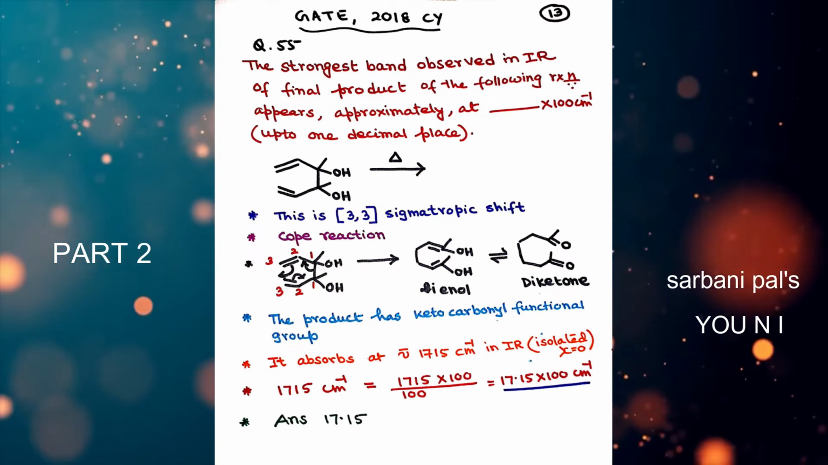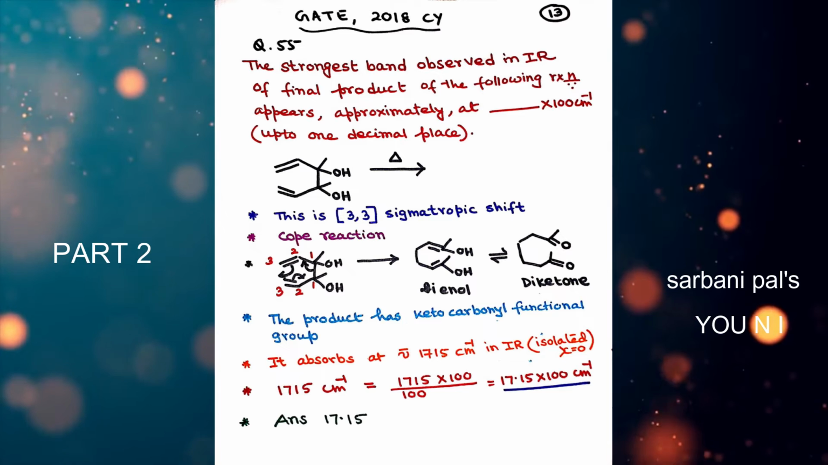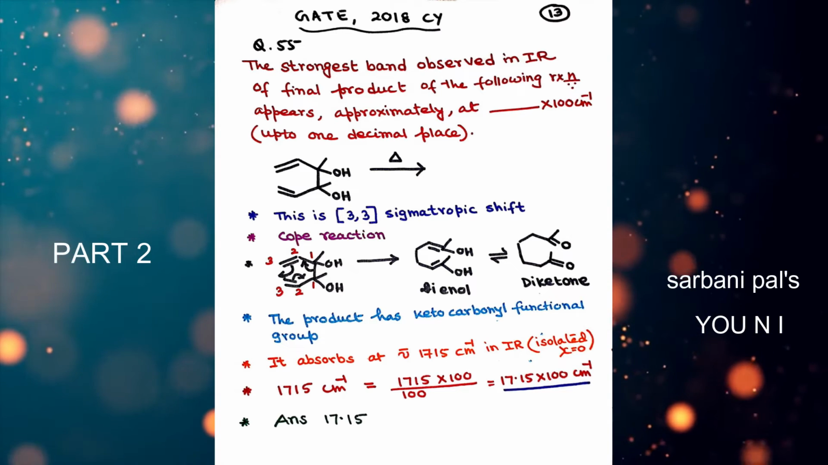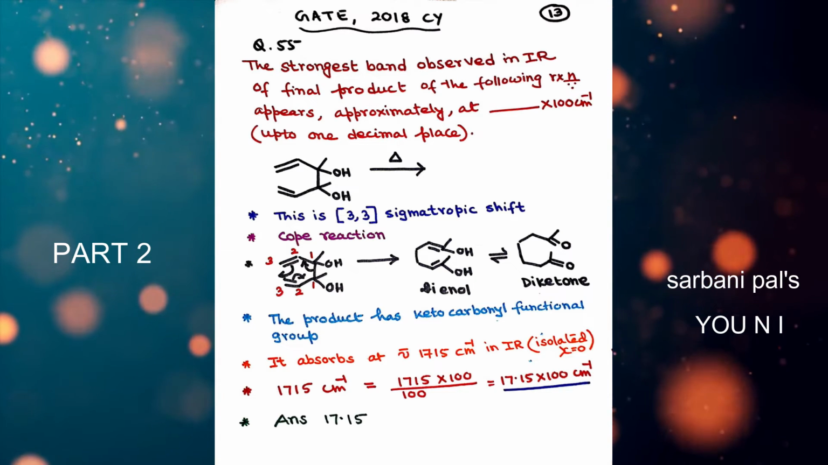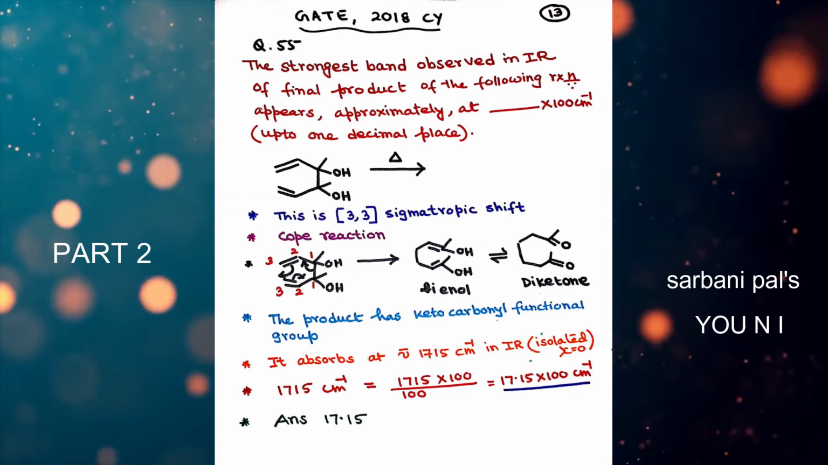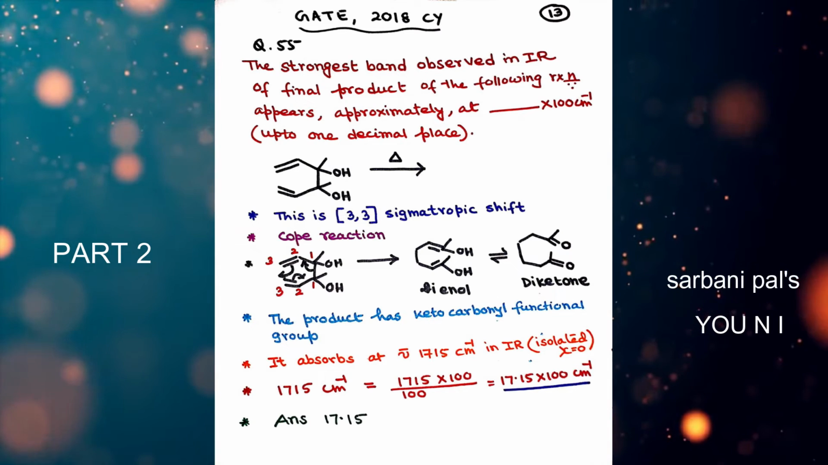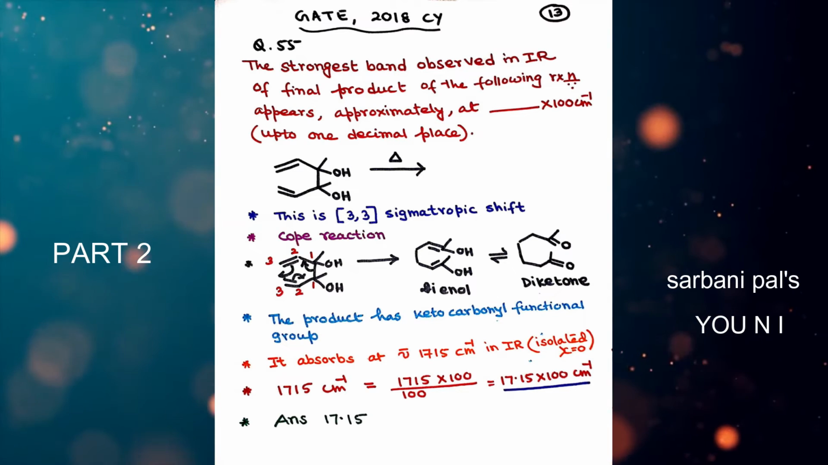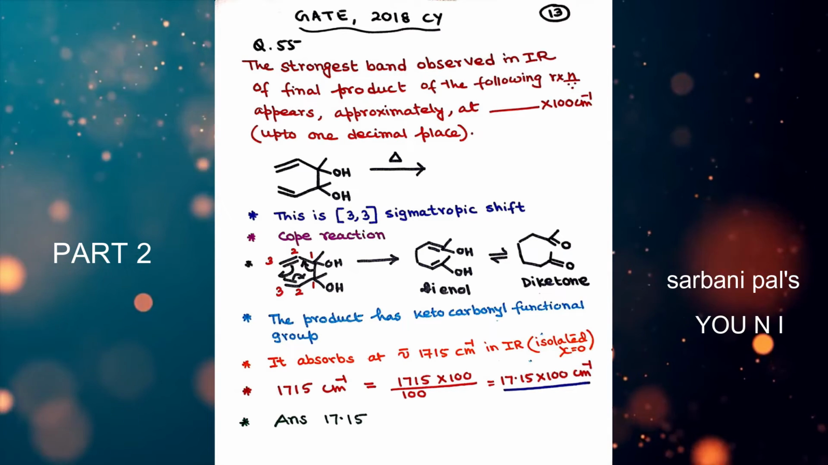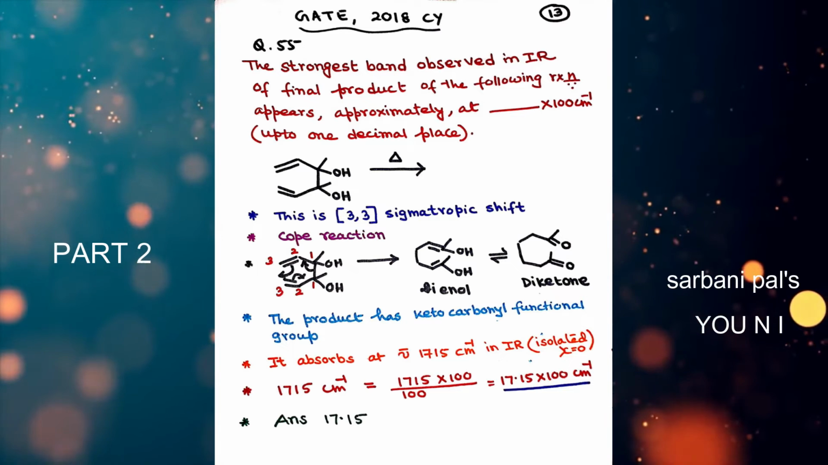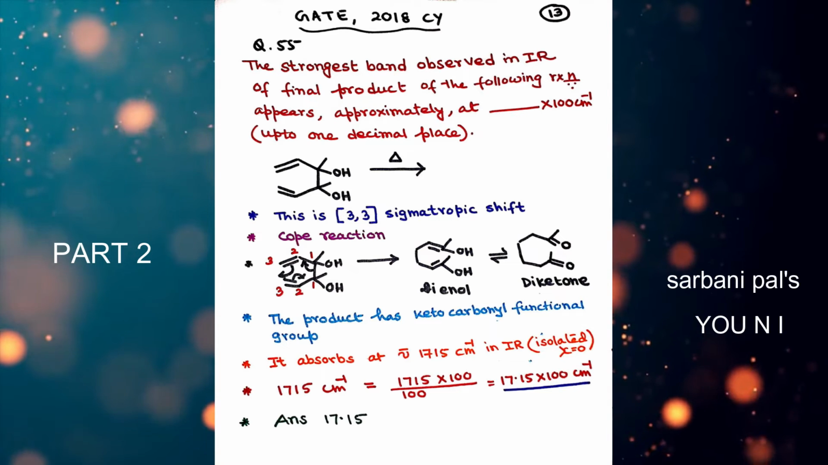The strongest band observed in the IR of the final product of the following reaction appears approximately at dash into 100 centimeter inverse. If we investigate, that reaction is actually a 3,3 sigmatropic shift, a Cope reaction. Here the non-conjugated diene under thermal condition will undergo a 3,3 sigmatropic shift and we will get one dienol. And this dienol undergoes tautomerization and finally we will get the stable diketone.